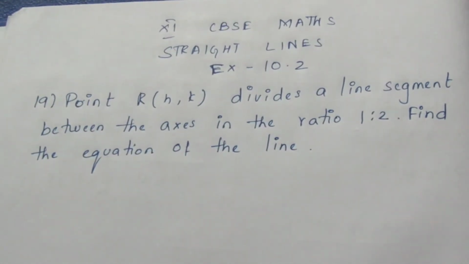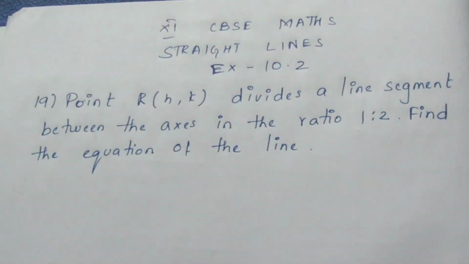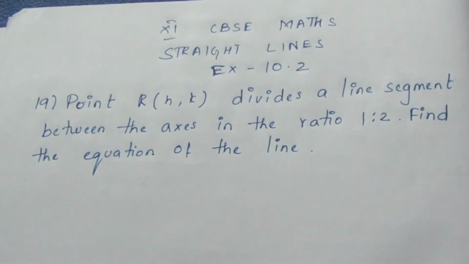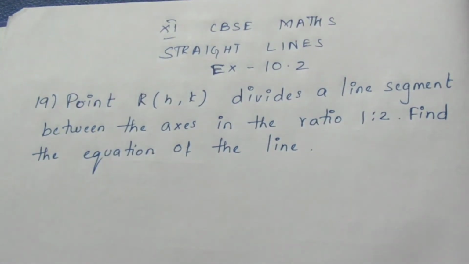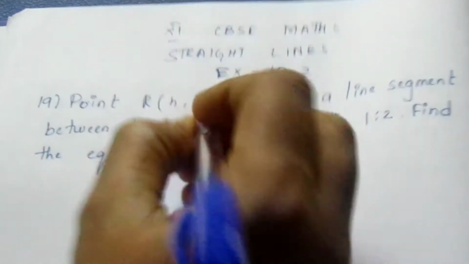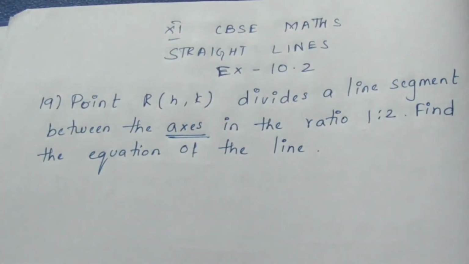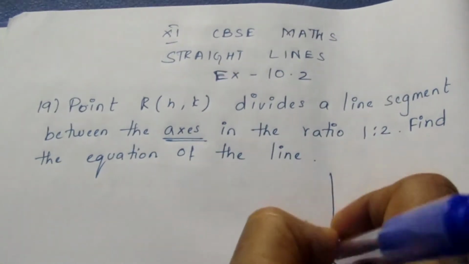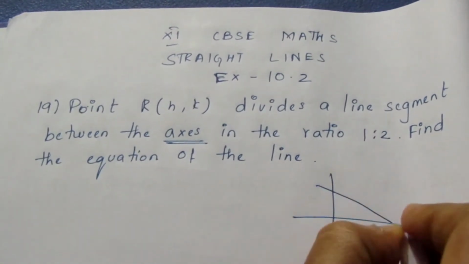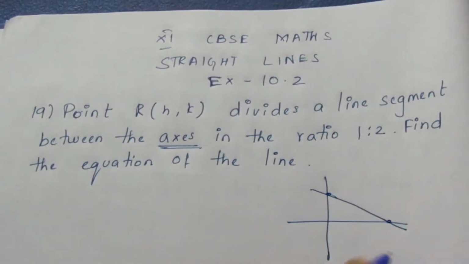Today we are going to see 11 CBSE Maths Straight Lines exercise 10.2 question number 19. Let's see the question. Point R (h, k) divides a line segment between the axes in the ratio 1:2, find the equation of the line. Here they have given between axes, which means it is on the x-axis and y-axis.